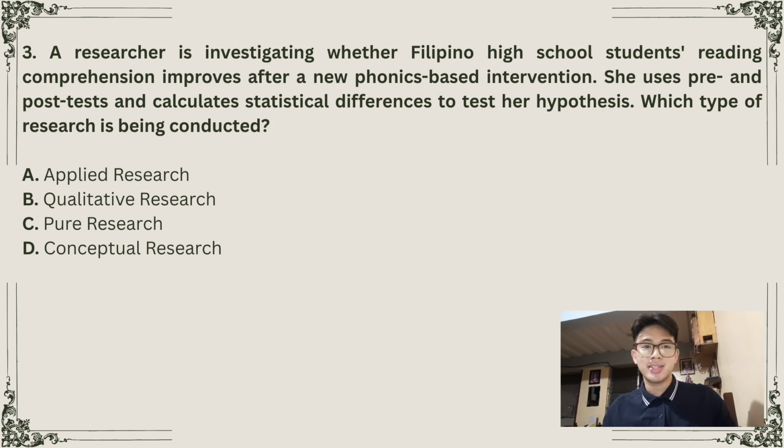If your answer is letter A, applied research, then you are correct. Now, applied research is all about solving real-world problems using proven methods or principles. In this case, our researcher is testing phonics-based intervention to see if it improves reading comprehension. She uses data, statistics, and testings. Now, what about the other options? Letter B, qualitative research.